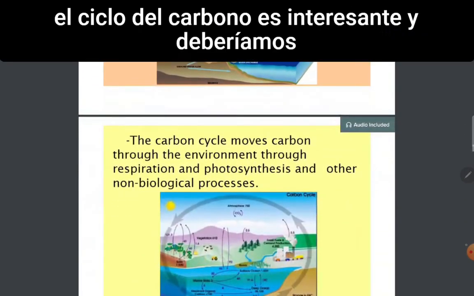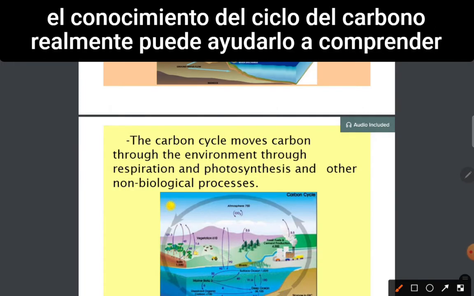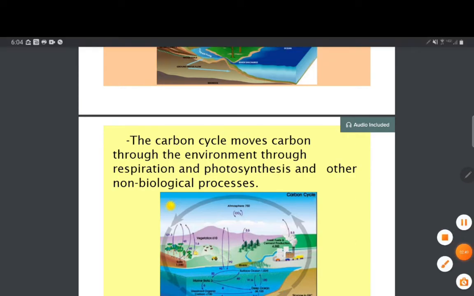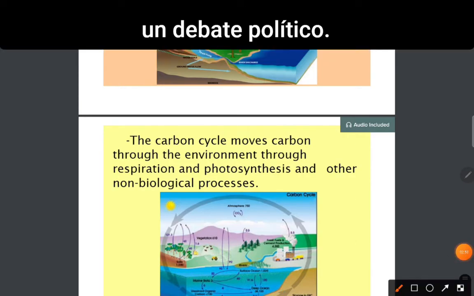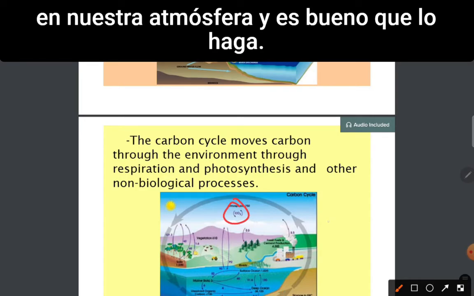Moving on. The carbon cycle is an interesting one that we should really make sure we understand. We are living in a time where your knowledge of the carbon cycle can really help you to understand a political debate. So what is the carbon cycle about? Well, mostly CO2. CO2 exists in our atmosphere, and it's a good thing that it does.